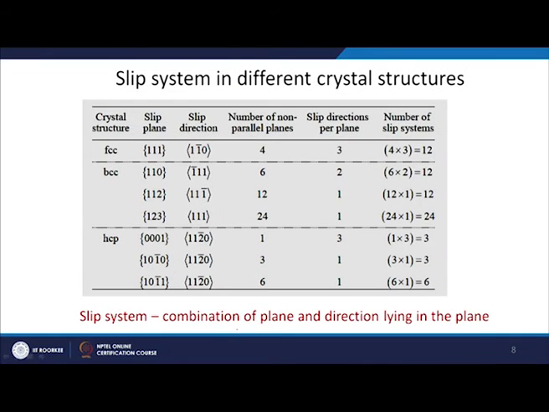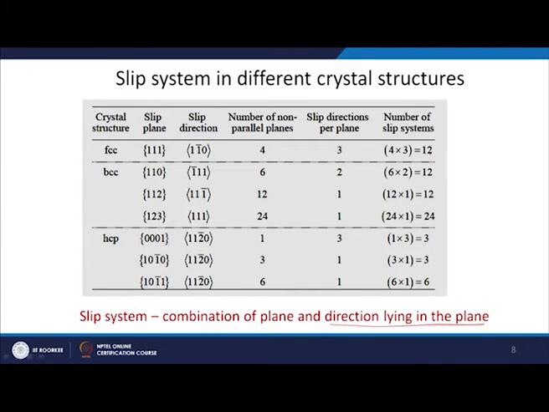So, that is what we want to tell you in this next slide, that slip system is a combination of plane and direction lying in the plane. So, the direction which is lying in the plane and the plane, what is the combination of that. So, slip plane in FCC, we have told you that it is the 111 plane, close pack plane. The slip direction is 1/10 type. So, now the number of non-parallel planes is only 4, slip directions per plane is 3. So, the number of slip systems is 12.